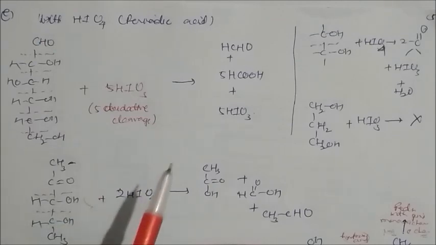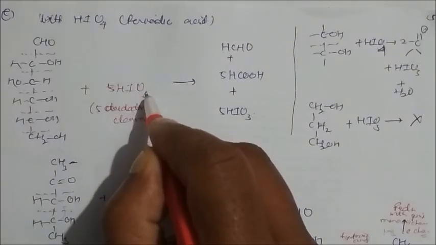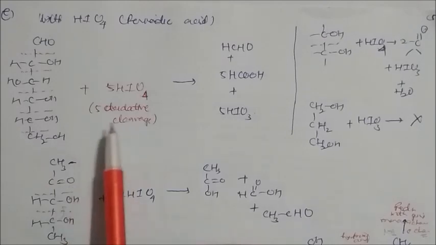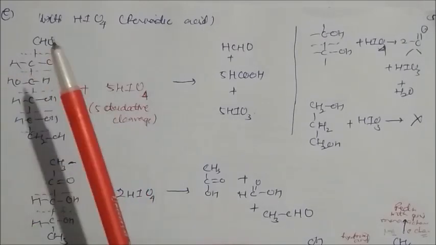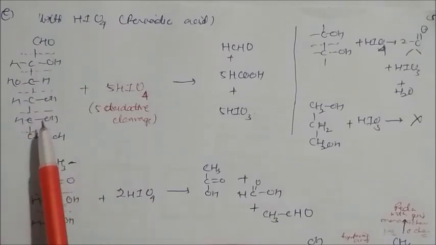Next reaction is with periodic acid. This is the CHO group reacting with HIO4, not HIO3. So 5 molecules of periodic acid are used, and oxidative cleavage takes place. It takes place between aldehyde and oxygen. So this oxygen should be continuous. You can see we have all oxygens continuous.